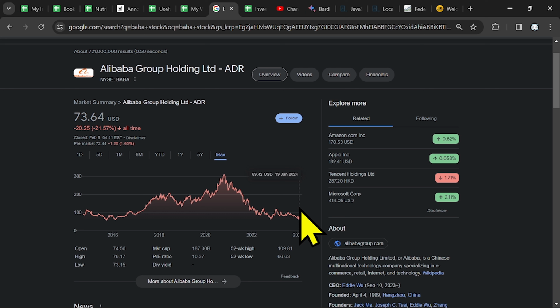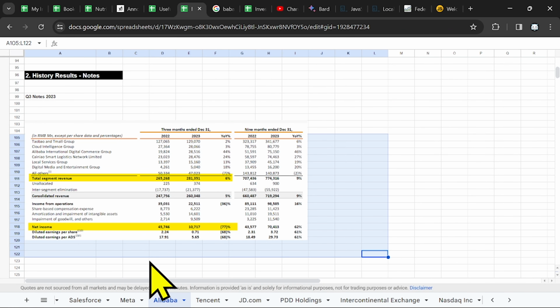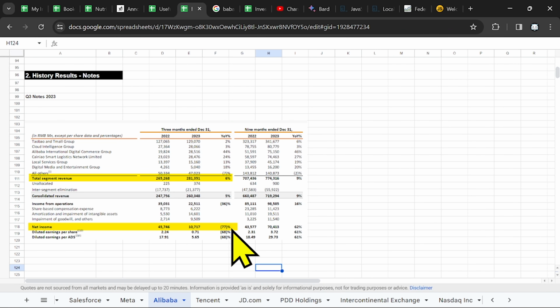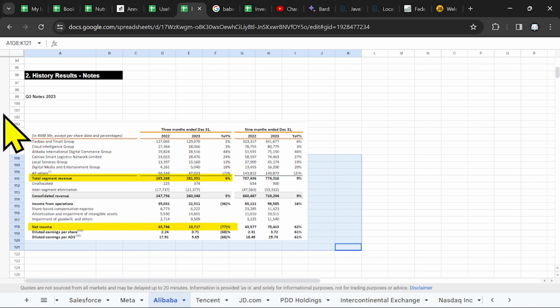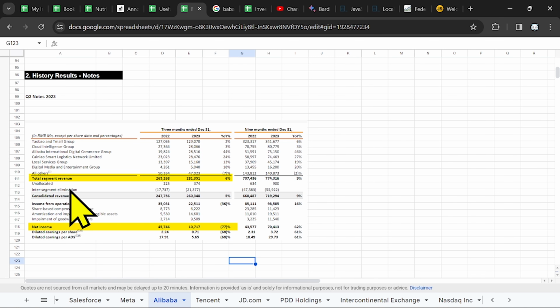And let me show you why. You see this decline of over 77%. That's quite bad. But you have to ask the question why this happened. Because if you look at the revenue, you can see that it has increased by 6% quarter over quarter from 2022 to 2023. And if you look at all the segments, I mean their main businesses, e-commerce China has increased by 2%, cloud by 3%.